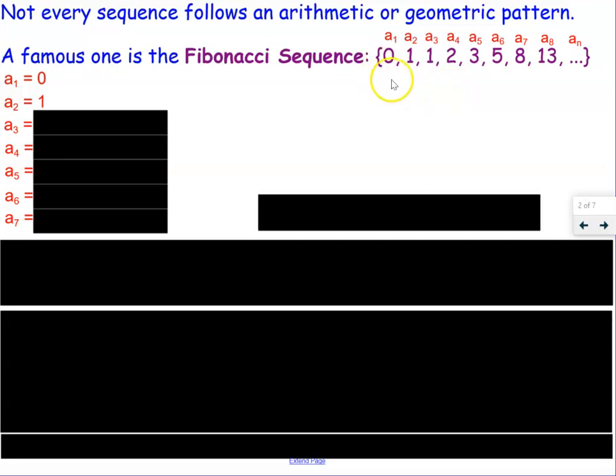So how does 0 turn to 1? Add 1, then 1 stays 1, then it turns to 2 by adding 1, then turns to 3 by adding 1, then you add 2, get 5, add 3, get 8, add 5, get 13. So what kind of pattern is this?